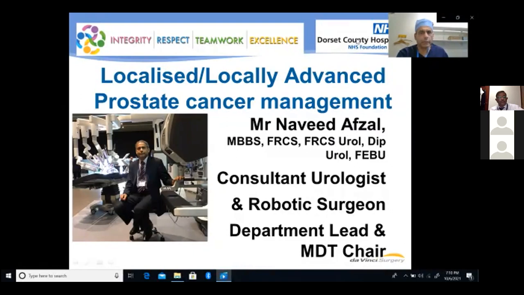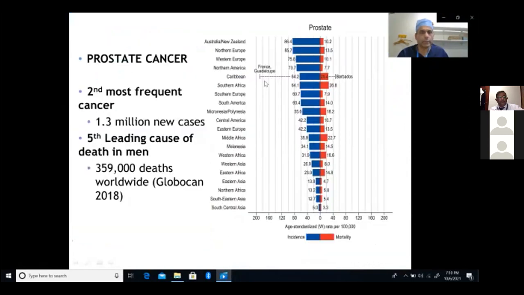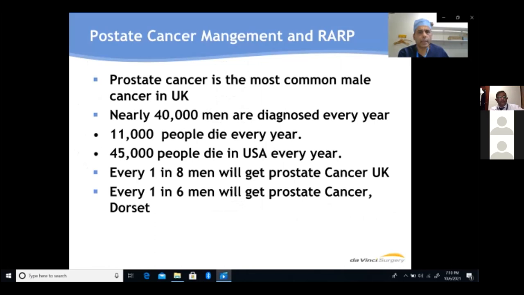Okay, so starting with a little bit of background on prostate cancer. It is the second most frequent cancer, with 1.3 million new cases diagnosed every year, the fifth leading cause of death in men, and around 360,000 deaths worldwide. That was statistics from 2018.